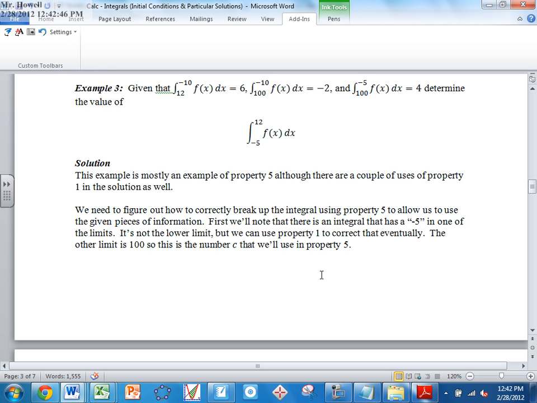It is very, very difficult. And I'm not saying this just to mess with you guys. Once you see how it's done, you're going to be like, oh, that makes sense. But to think of this on your own is very difficult. What does the integral from negative 5 to 12 really mean again? What does it mean?